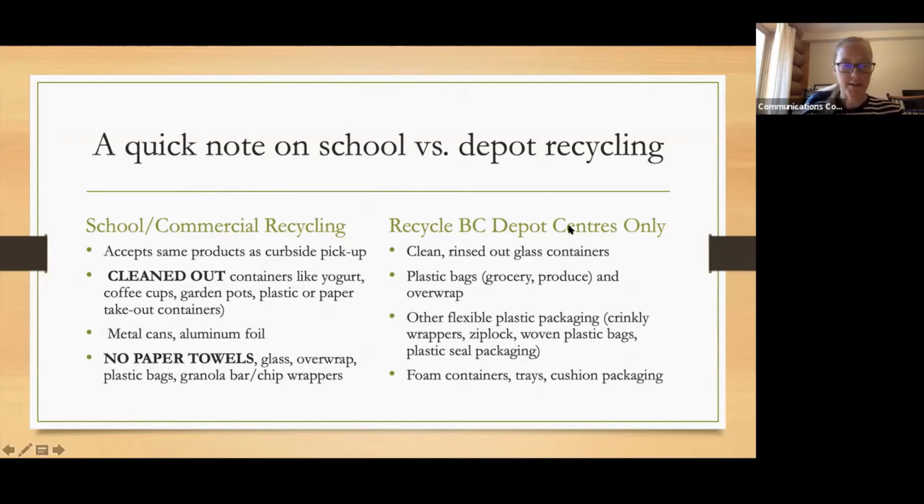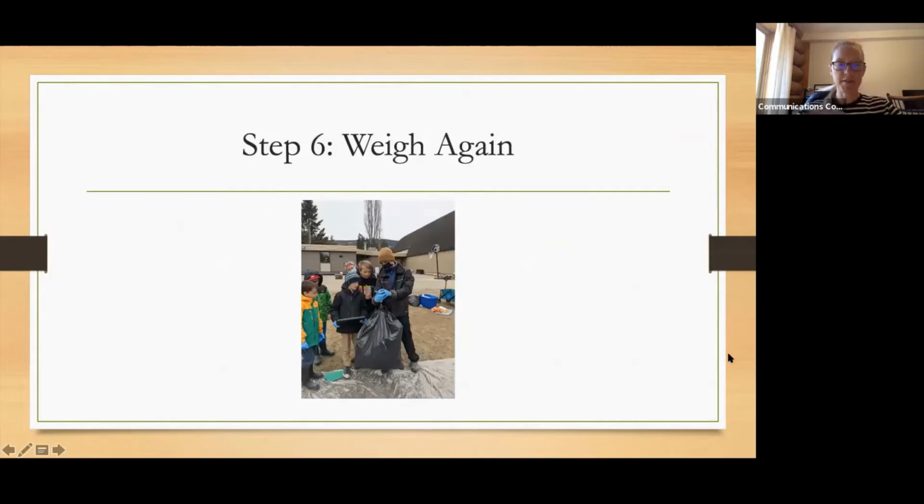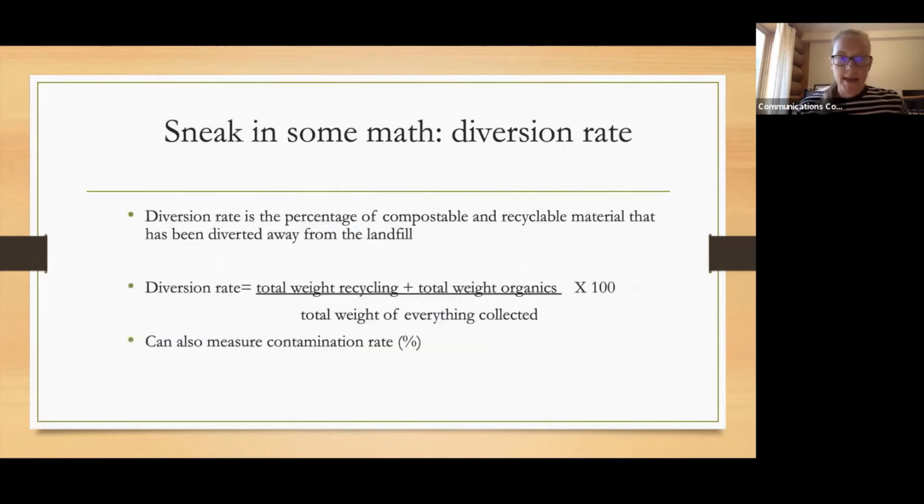Are there any questions from the people listening? No? Okay. So after you've separated all the groups, we weighed them all again to find out how much of the garbage could have been recycled or composted. This is where you get to sneak in math, depending on your grade. We calculated the diversion rate, which is the percentage of the compostable and recycled material that has been diverted away from the landfill. That's the stuff that you've saved from going to the landfill. And you can also measure the contamination rate.